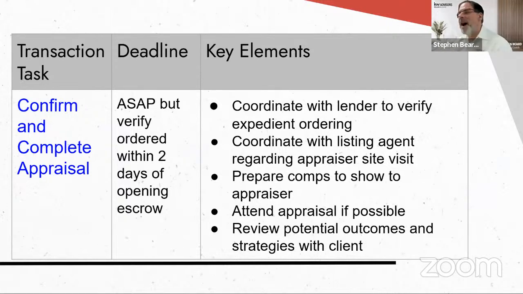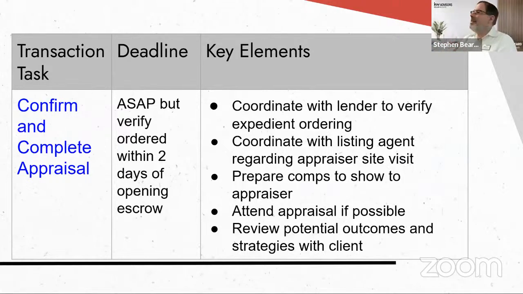So you've got to follow up with your buyer and with the lender to make sure it's ordered, and we have a date for it. And I would do this within a couple of days of opening escrow typically. Don't let this go more than a day or two. You might not get to it on day one because there's so many other things to do on day one, but definitely by day two, you want to make sure that appraisal's been ordered. You're going to coordinate with the buyer's lender to verify expedient ordering. That's what I just said.